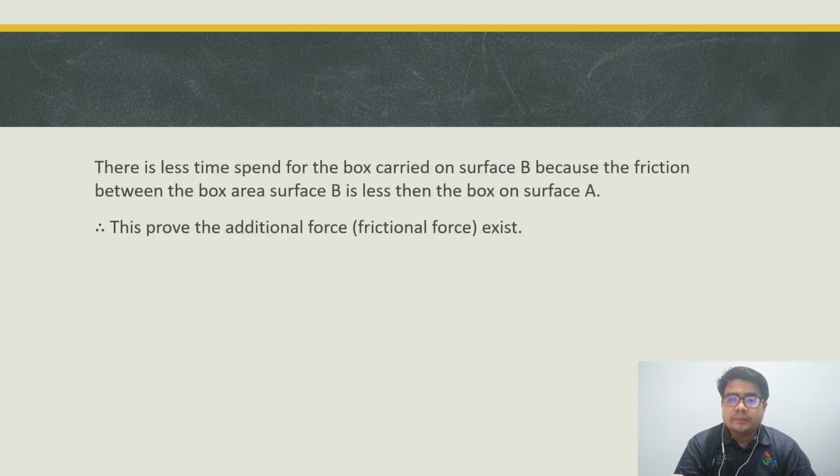For the conclusion, less time is spent for the box carried on surface B because the friction between the box and surface B is less than the box on surface A. Therefore, this proves that the additional force, which is frictional force, exists.